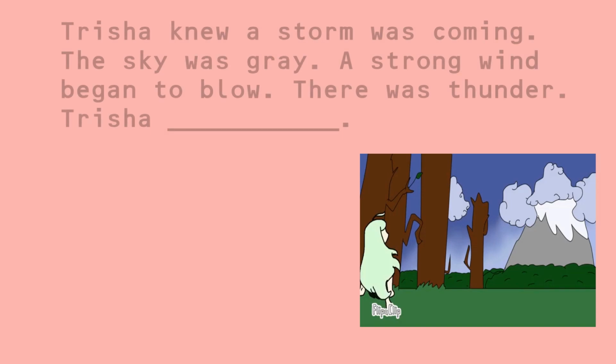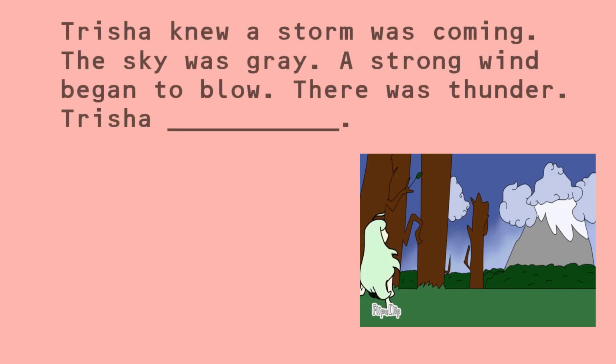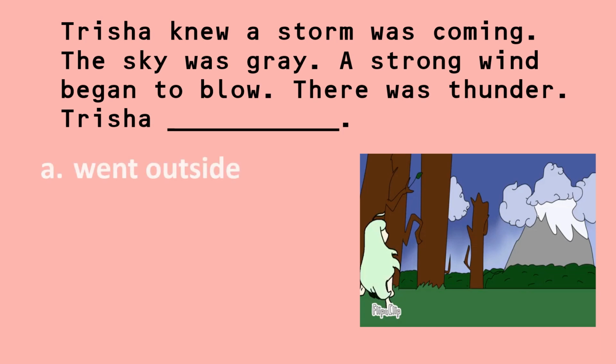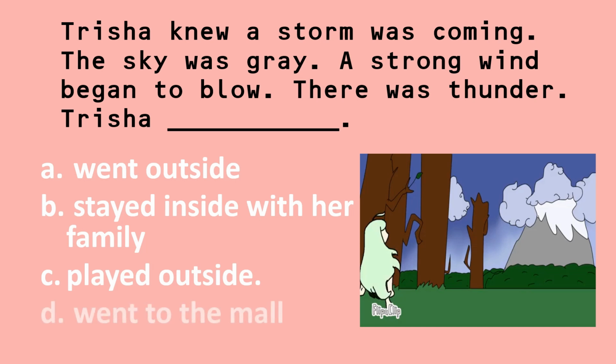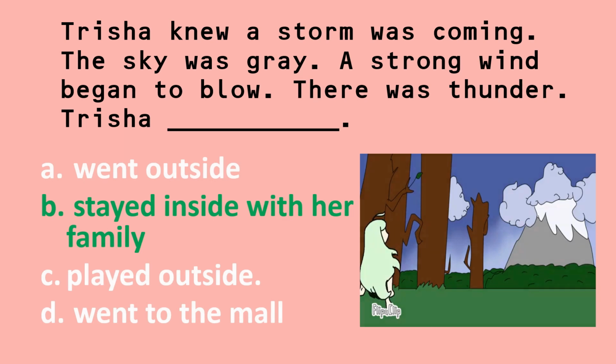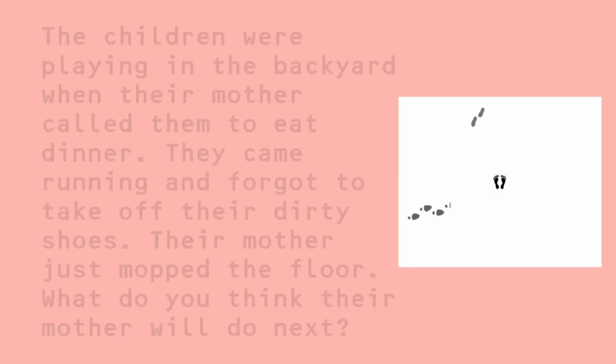Tricia knew a storm was coming. The sky was gray. A strong wind began to blow. There was thunder. Tricia: A, went outside. B, stayed inside her house. C, played outside. And letter D, went to the mall. And the correct answer is letter B, stayed inside with her family.